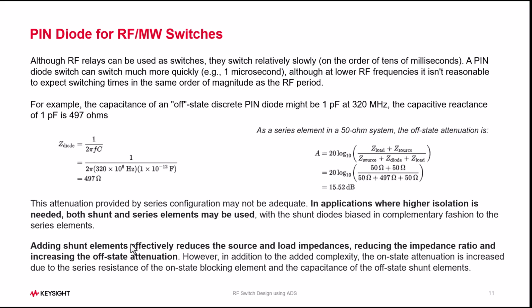Now adding shunt elements, as we talked about in the previous slide, effectively reduces the source and load impedance, and hence it will reduce the impedance ratio and increase the off state attenuation. But then you need to also be concerned about the impedance matching because you are reducing the impedance ratio. All these things you can try out in your design tool like ADS and come up with the right topology, which is the best compromise between the impedance matching, the isolation which you can achieve, and so on.